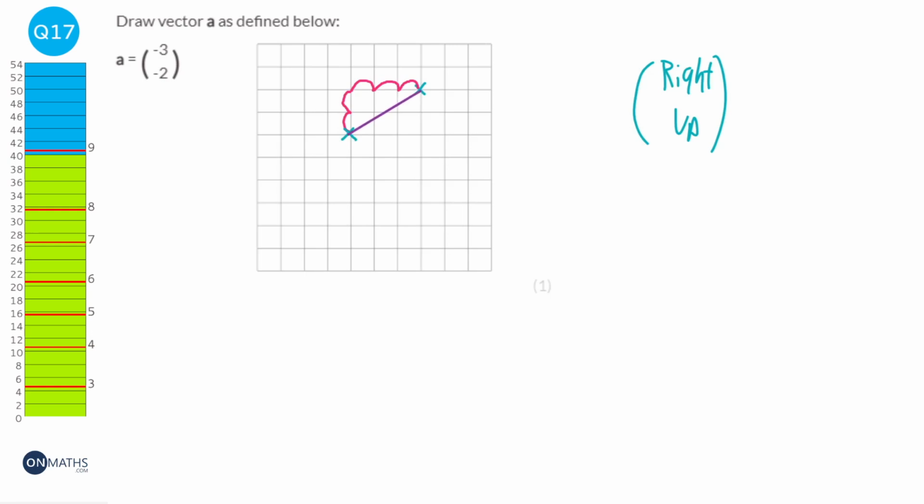And we need a direction. So we actually started at the top right one and went to the bottom left one. So the direction is going to be this. And it says it's vector A. So we're just going to label it with an A.